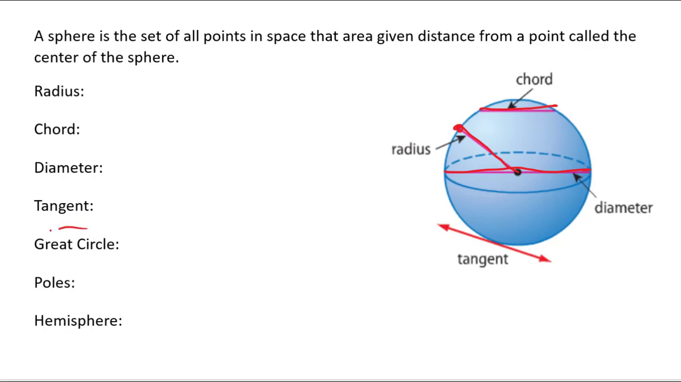The great circle, oh, this is a great one, no pun intended. The great circle is the circle that has the largest diameter, or basically it's the circle that contains the center of the sphere. If I were slicing my ball open, it's the largest circle that you would have if you were to cut your ball open. The poles are the tops and the bottoms, or the sides. It's where the great circle is going to hit the edges. And then a hemisphere is half of a sphere.